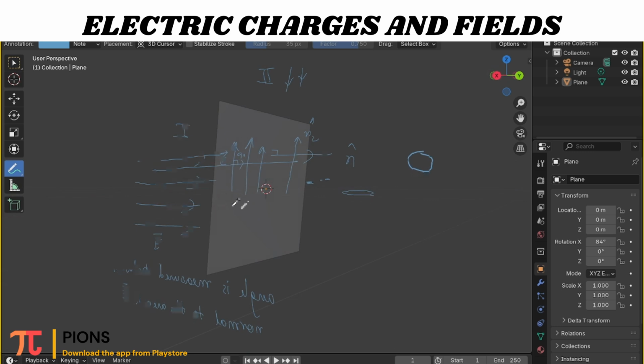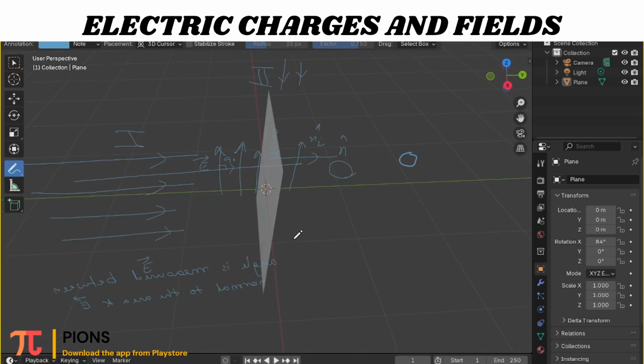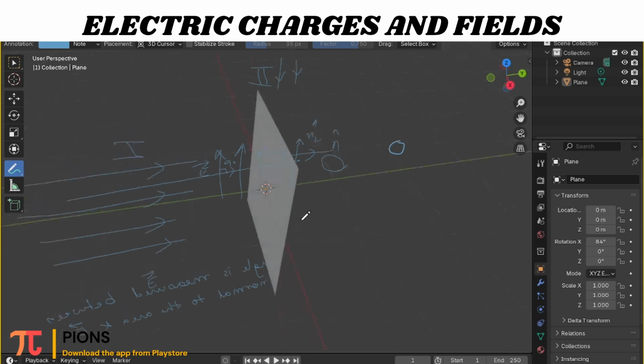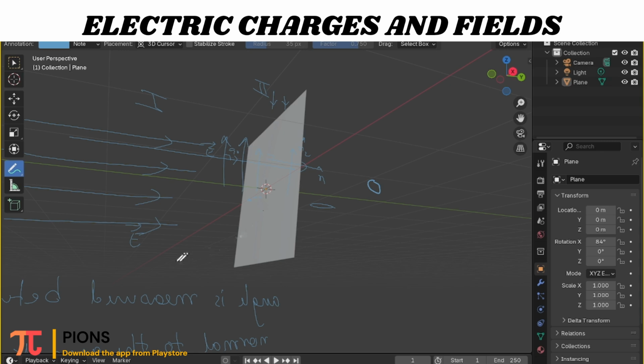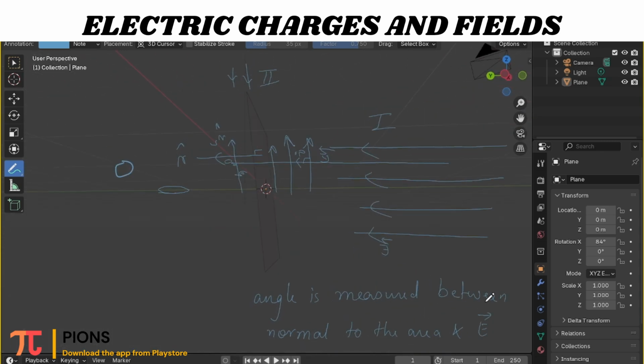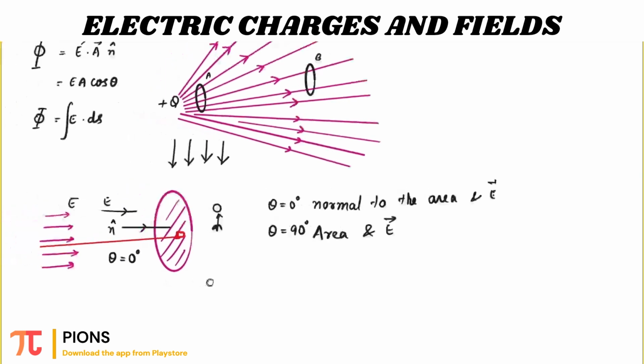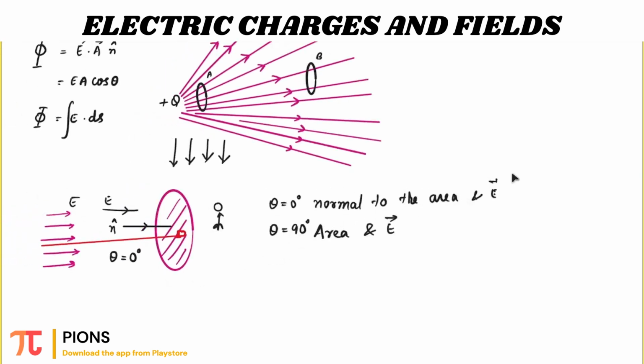This is very important for this chapter, because I have found 99% of students understand it wrong and get confused with the angle. So just the statement which I have written: the angle is always measured between the normal to the area and electric field. Now it makes more sense of how the theta is. So all this is very crucial. Try to write it. This is a very important part.